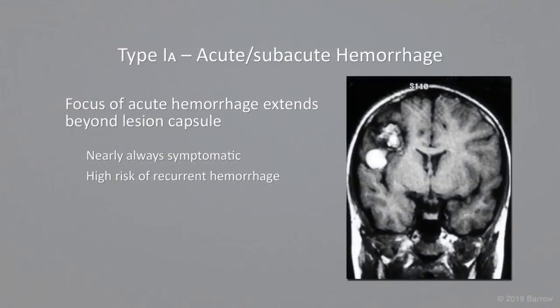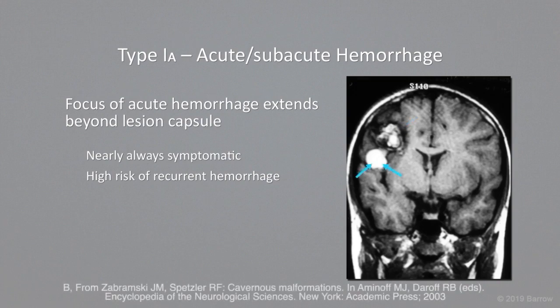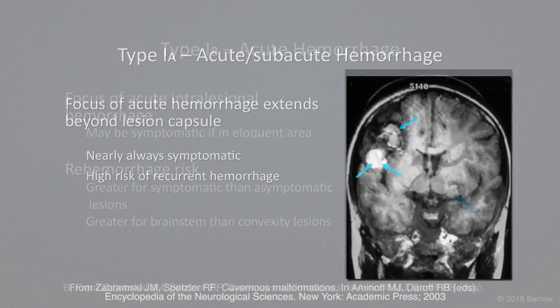We will now go through specific examples of each of these lesion subtypes. Here we see an example of type 1A, which is an acute or subacute hemorrhage that extends beyond the lesion's capsule. On this image you can see the cavernous malformation, but with an acute hemorrhage that extends beyond its capsule wall. These lesions are nearly always symptomatic, and they have a high risk of recurrent hemorrhage.